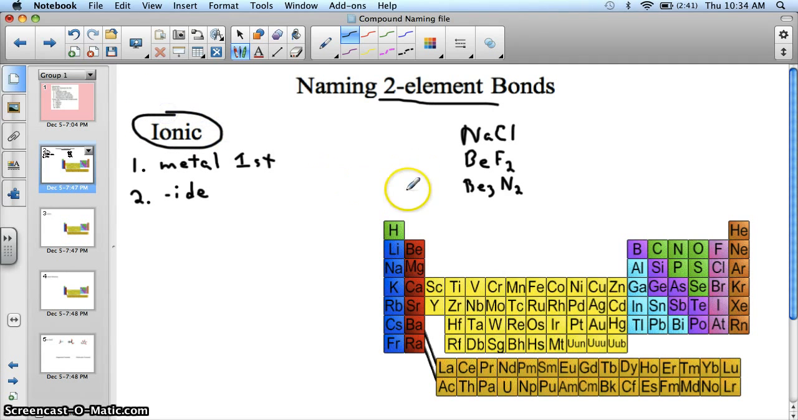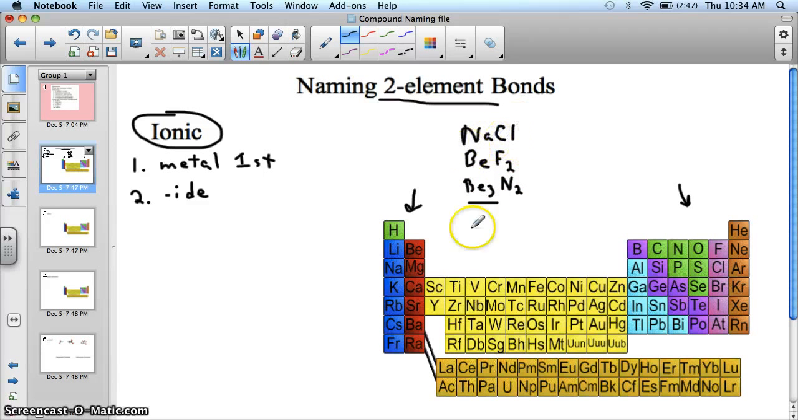You may remember that ionic bonds come from metals with nonmetals. So remember, that's what an ionic bond is. So we have two rules here. You name the metal first. So whichever metal it happens to be, you name it first, and then all of them are going to end with "ide." It doesn't matter what subscript you have, but they're all going to start with the metal first and end with "ide."